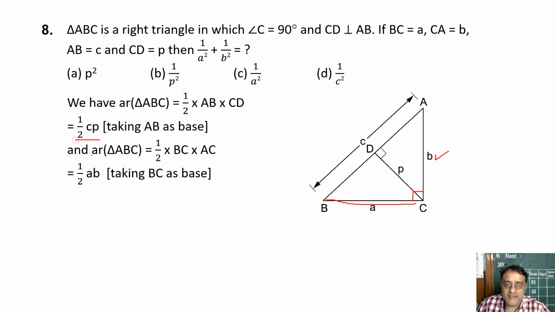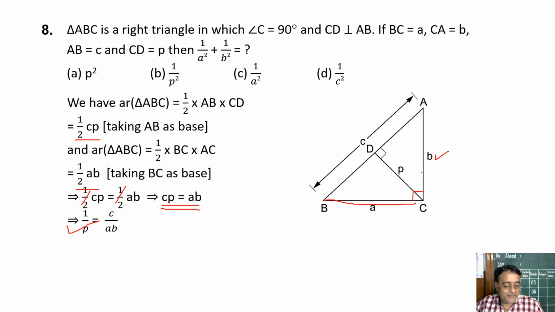Now both are equal to the same area, that is, both are the area of the same triangle. So we can equate these two. Half will be cancelled, and we are going to get cp is equal to ab. Now take the reciprocal. 1 upon p will be what? 1 upon p, if you take, you will get c upon ab. This is clear? Yes, sir.